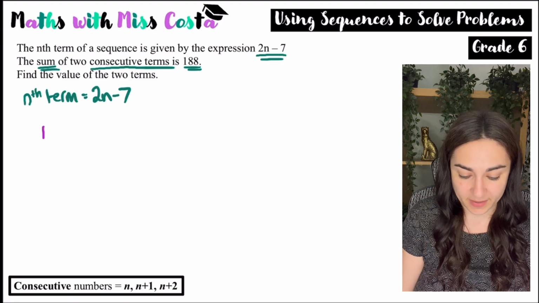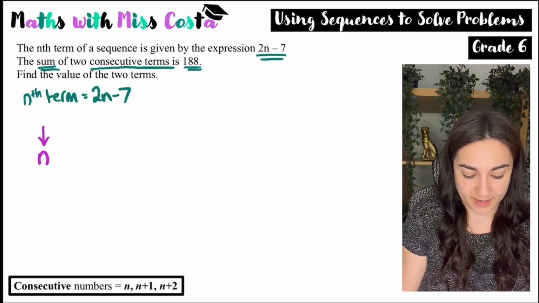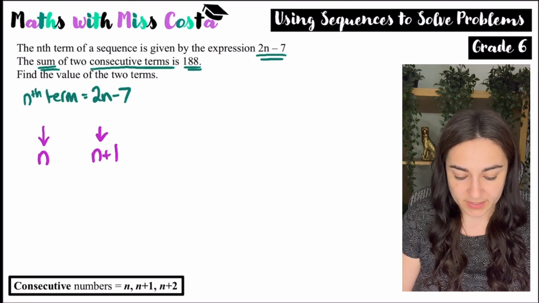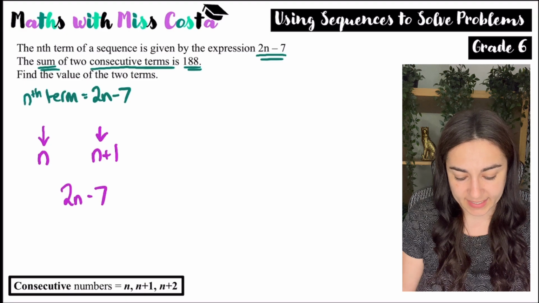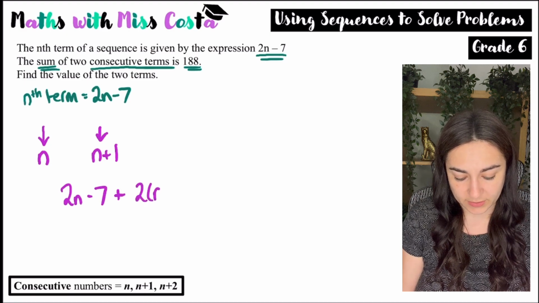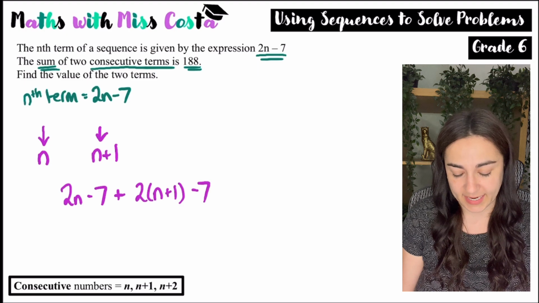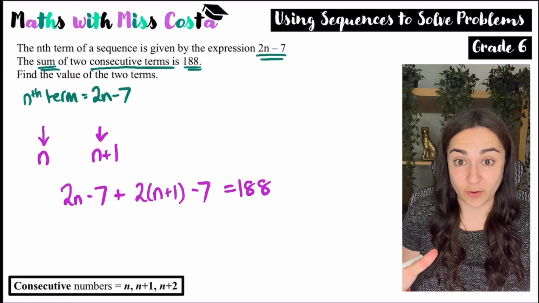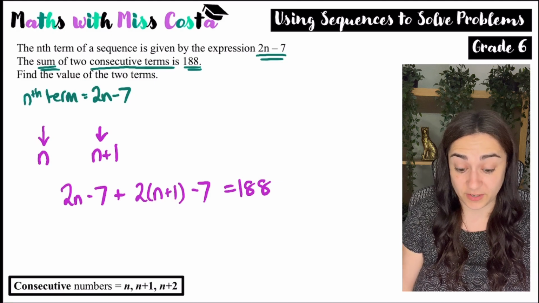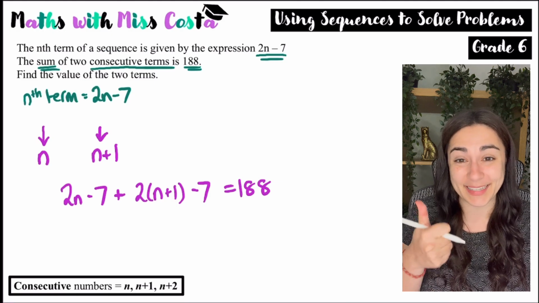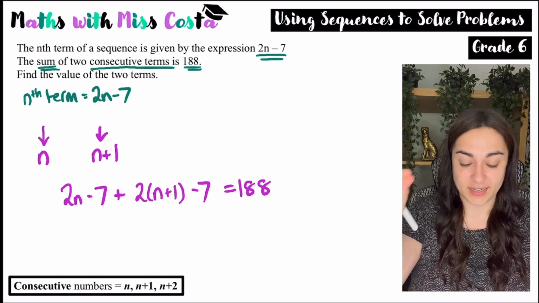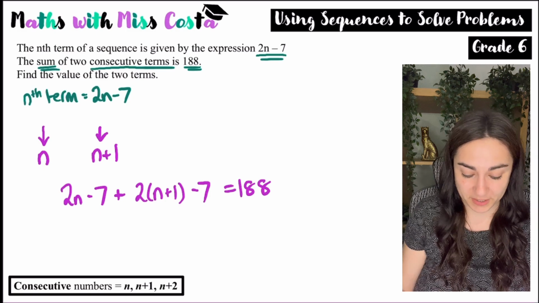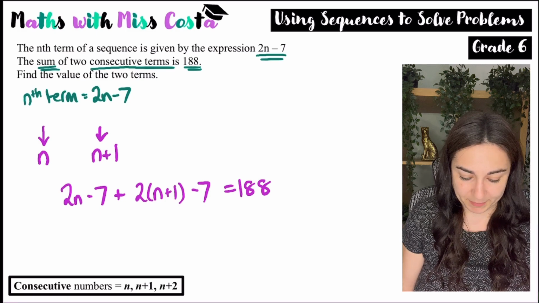So if the first number in the sequence that I'm trying to find is n, the number after it is going to be n plus 1. So I know that 2n take 7 plus 2 lots of n plus 1 take 7 must equal 188. And I think this is where a lot of people maybe get a bit confused, because they might have just done 2n take 7 plus 2n take 7, but that's the nth term. And if you know that you found the value of one term, n, the next consecutive term must be n plus 1. So let's just expand and simplify.